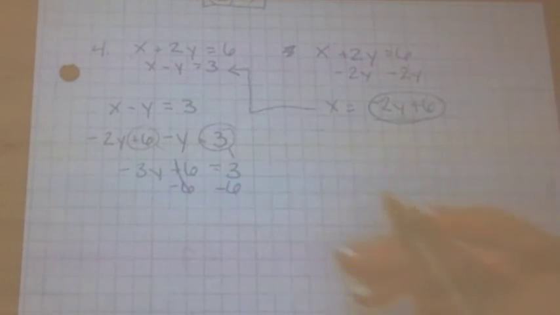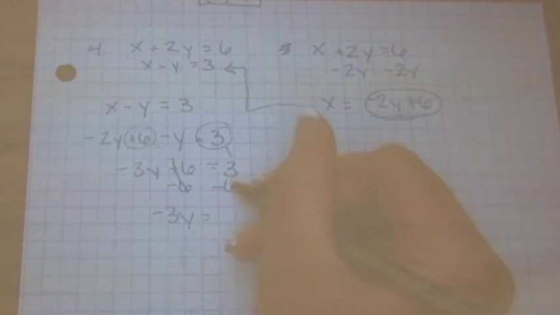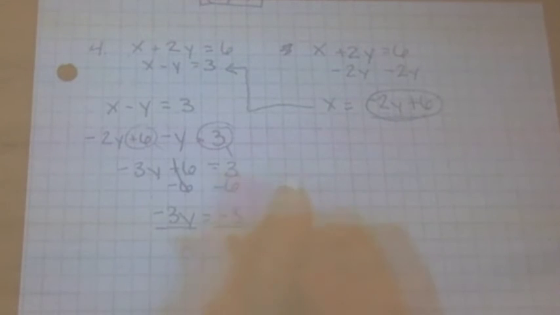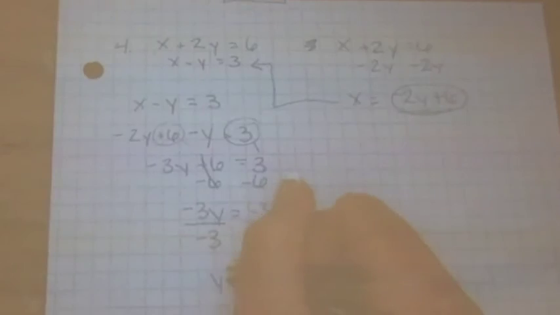This cancels it out, and I'm going to bring down my negative 3y equals 3 minus 6 gives me negative 3. I want to divide both sides now by negative 3 because I want to get y by itself. Since it's multiplying, I have to pull them apart and divide. So to divide by negative 3, divide this side by negative 3, I get y is equal to 1.